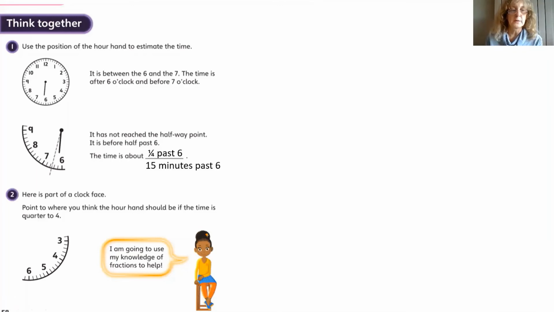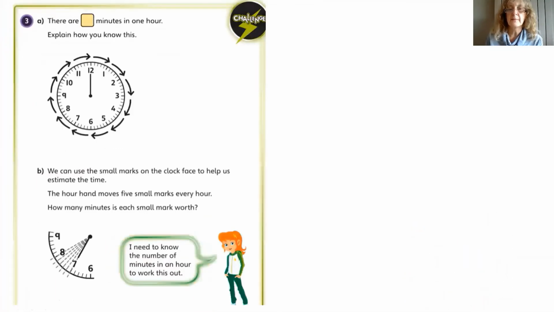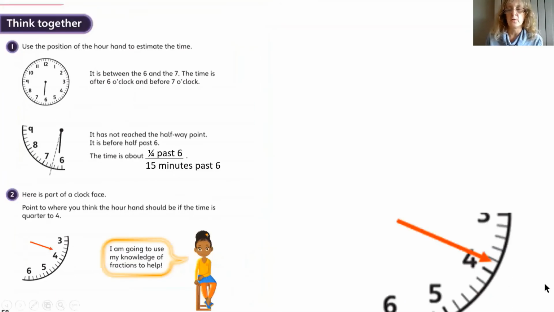It wouldn't be on the 4, would it? I think it would be somewhere around there. Yeah, somewhere around there. Did you think the same? Yeah, brilliant. Or shall I have another look? Can we see? I think it would be there. We're only estimating, and I'm sure you thought the same.